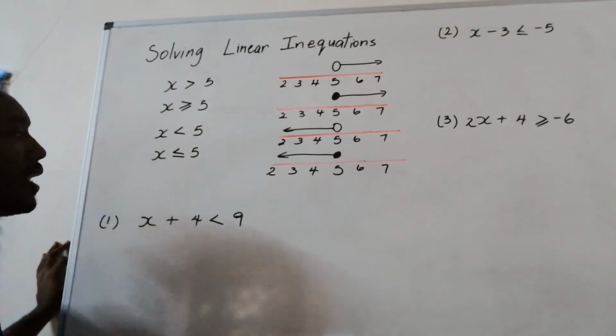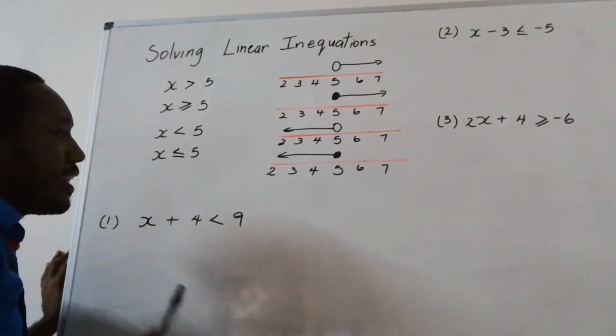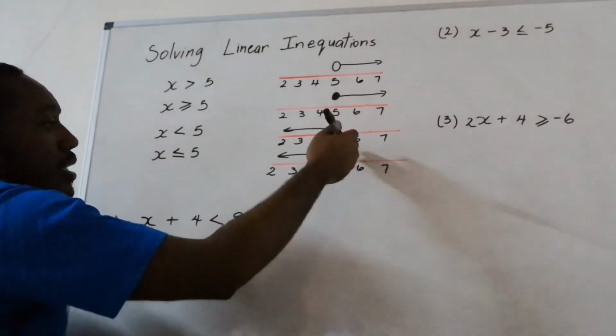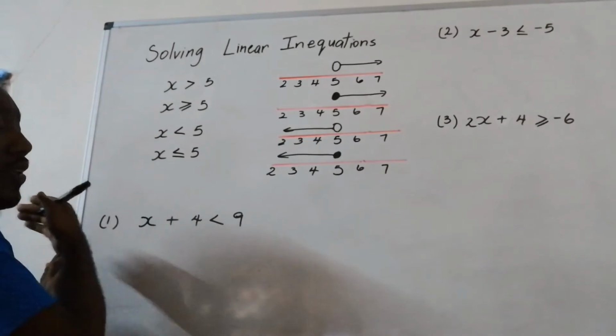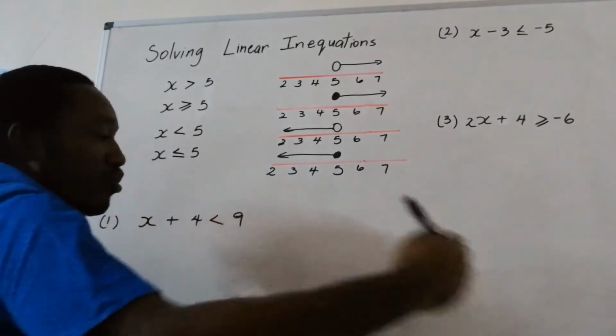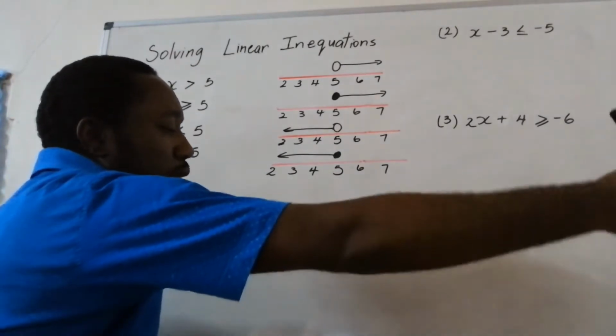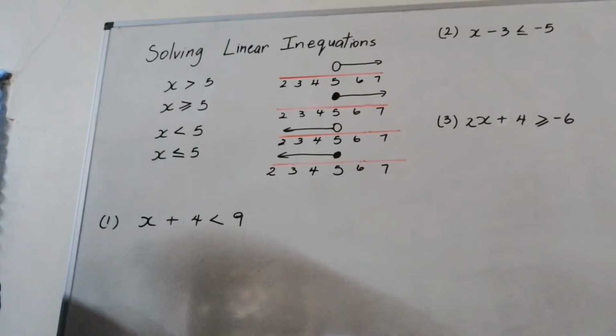And here, when x is less than or equal to 5, it means it goes from 5 all the way down. So we can start from 5, 4, 3, 2, 1, 0, -1, -2. Any number less than or equal to 5 will satisfy this equation.